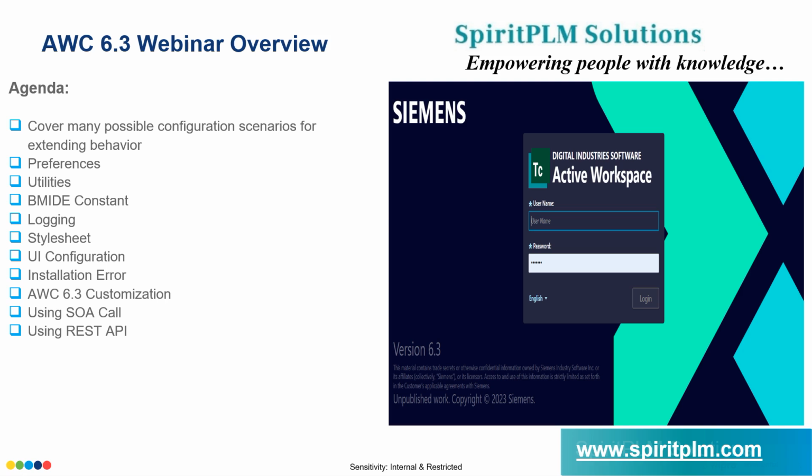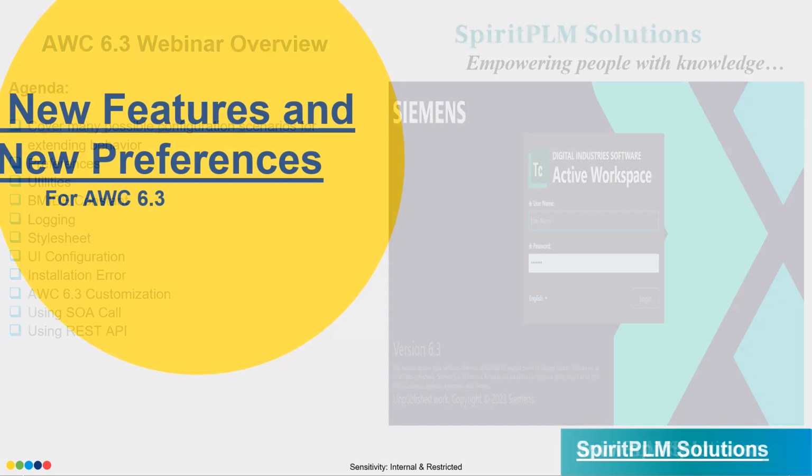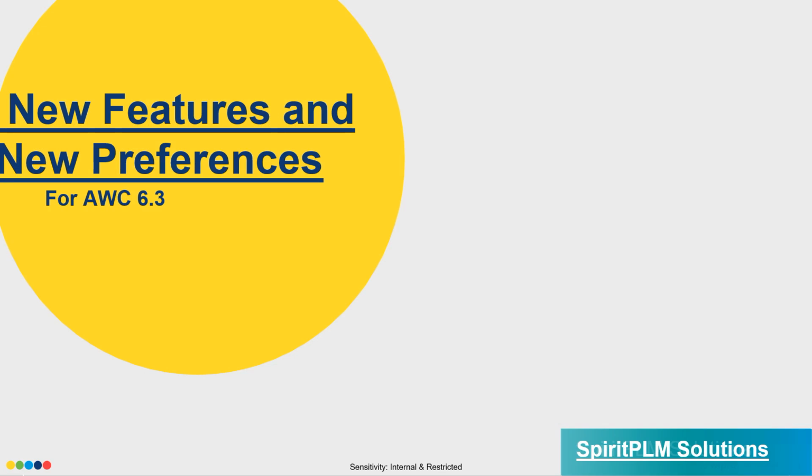Plus there are multiple preferences. Using these preferences, you can customize the tool. There are predefined utilities, then BMIDE constants, logging mechanism, style sheet configuration, UI configuration, and installation errors, plus AWC 6.3 customization, how to make a SOA call, and how to use REST API. So these are the points we will discuss in today's session.